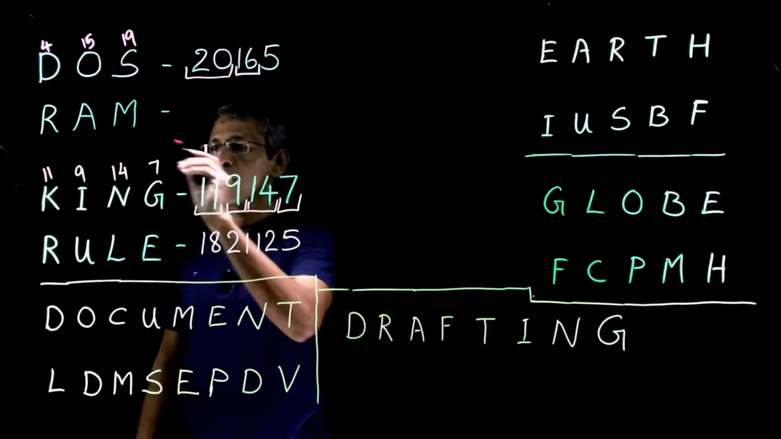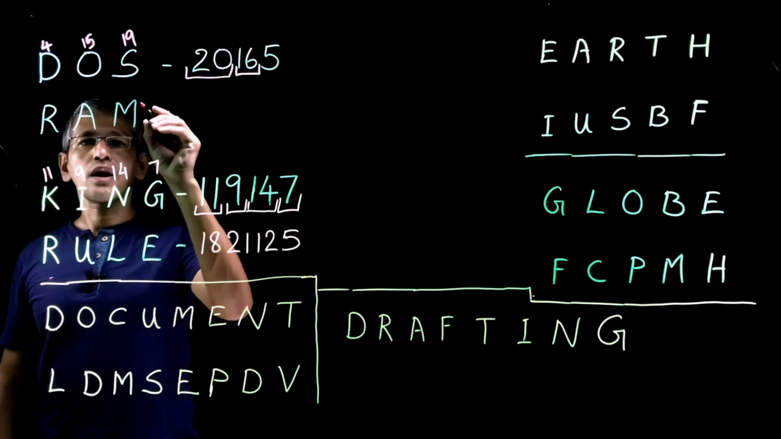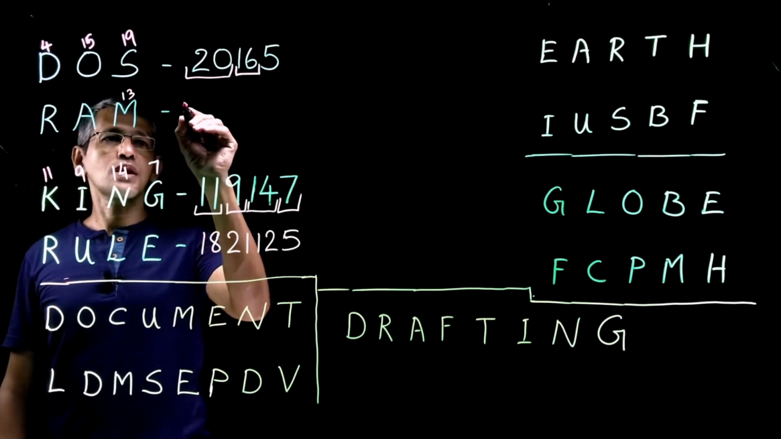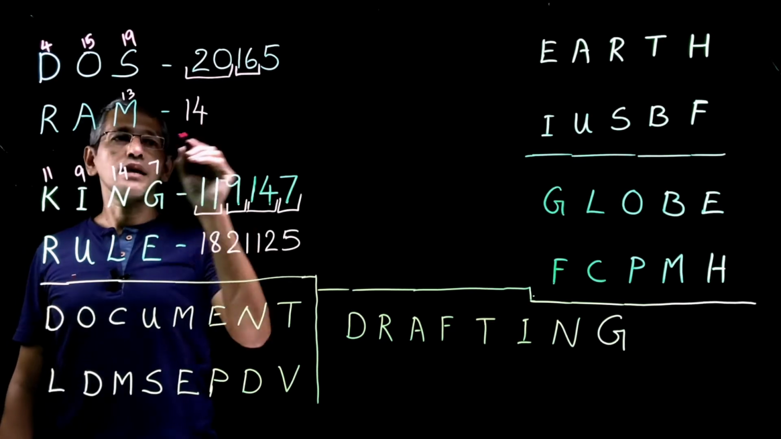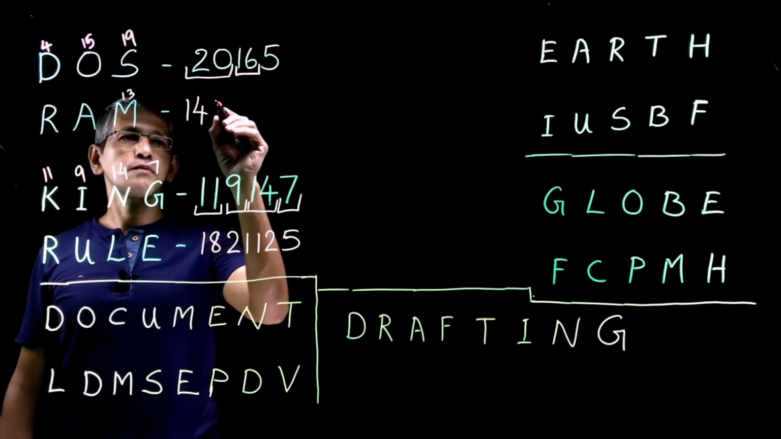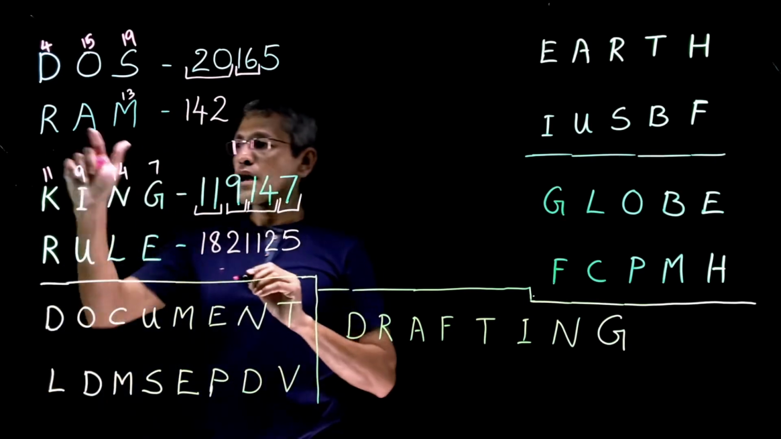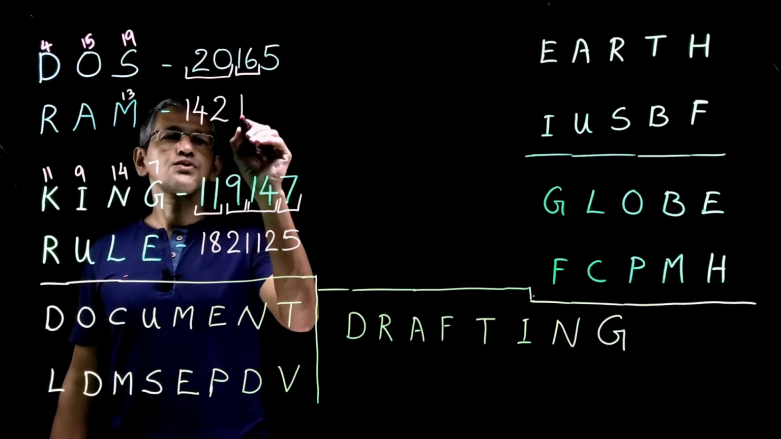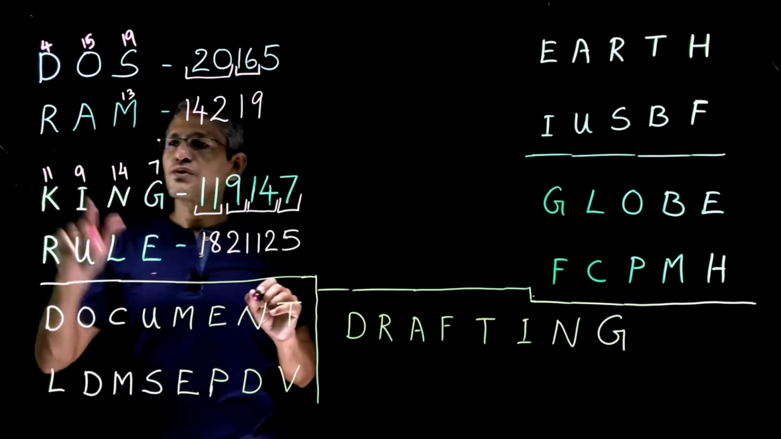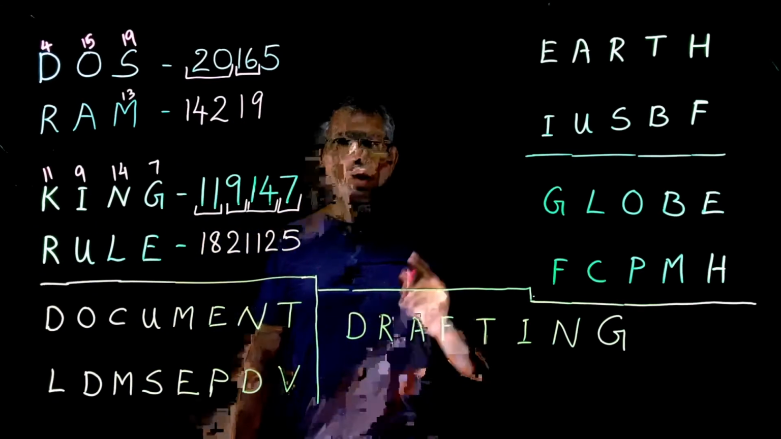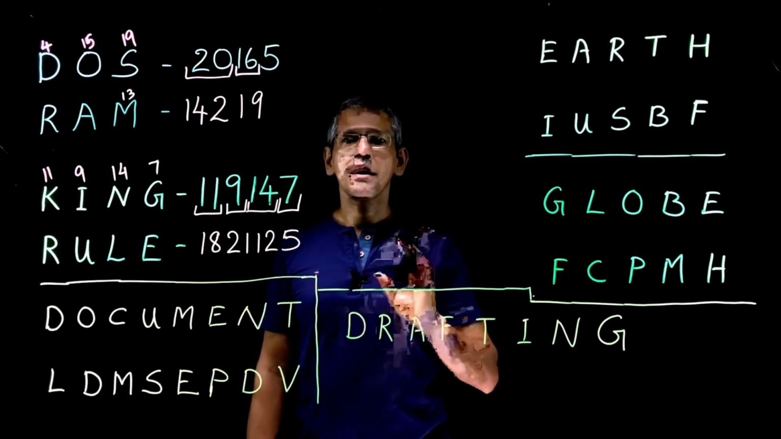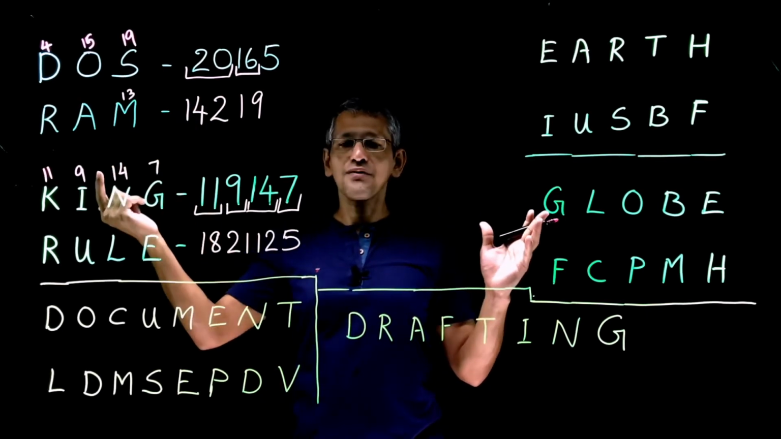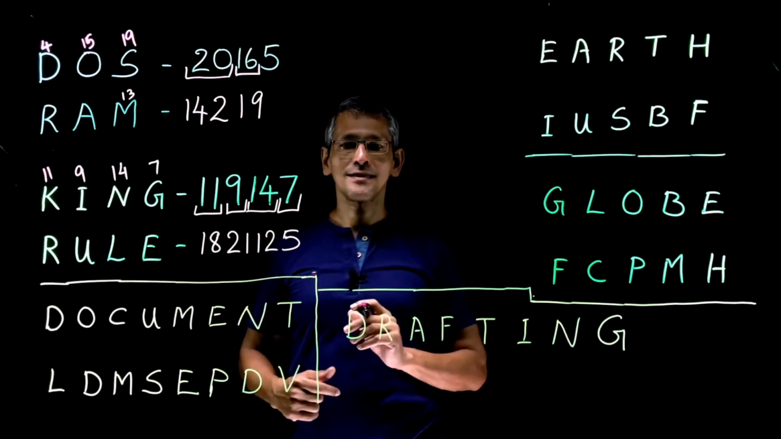So that's the case. How about this RAM? RAM, we know that the last one, M, is 13. So that must be coded as 14. And A must be 1. 1 plus 1 must be 2. And R is what? 18. 18 plus 1, 19. So 14, 2, 19 would be the code for RAM. See that? If you look at it that way, the question is pretty simple. But when you look at 20, 16, 5, you don't get any idea what exactly it is.